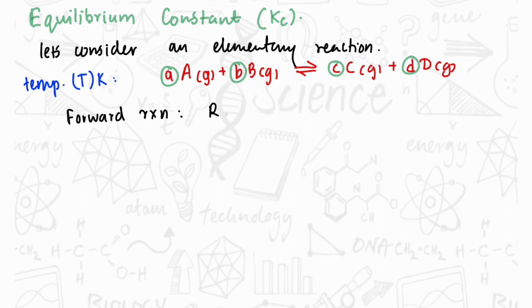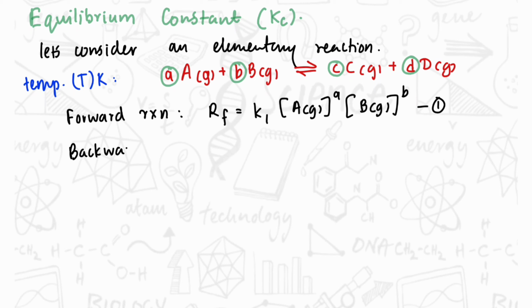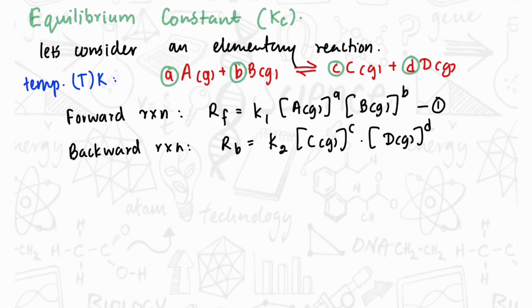If the rate is Rf, then the rate equation will be K1 [A]^a [B]^b, where K1 is the rate constant. If we consider the backward reaction, that is Rb, with rate constant K2, then the rate is K2 [C]^c [D]^d.